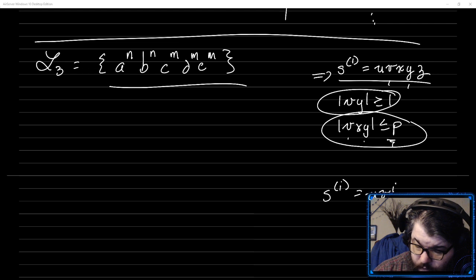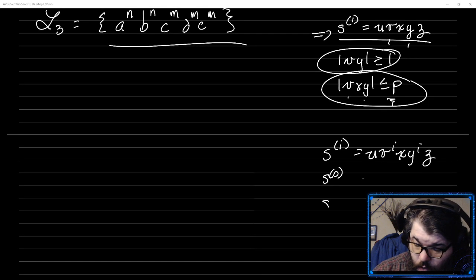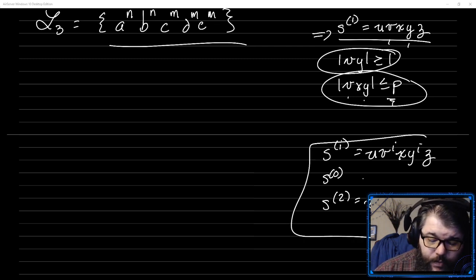So we have U, V^i, X, Y^i, Z for all i. So you can either take it out, you can only take it out once, and you're left with whatever's left over after you take the V and Y out, or you can add it in as many times as you want to produce new strings that have to be in the language. Now, you don't have to produce all strings in the language this way, you just have to produce some.